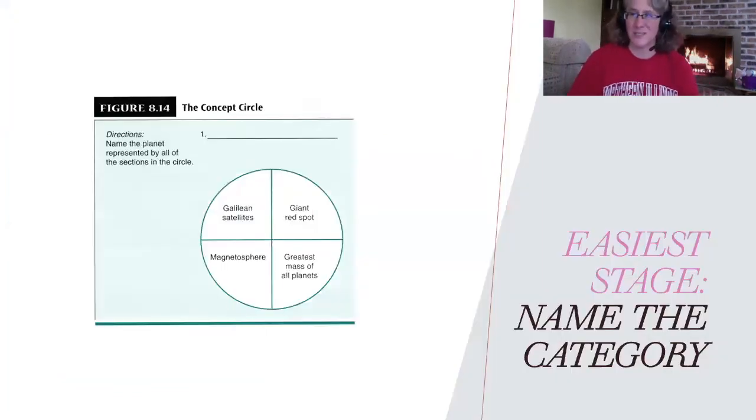There are three general stages or categories of concept circles. The first one is where all you're doing is naming the overarching category. In this case, we have a science concept of Galilean satellites, a giant red spot, magnetosphere, and the greatest mass of all planets. We would notice that all four of them relate to the planet Jupiter. So on line one, we would write Jupiter. That's the overarching category. All of these stages are going to highlight that, name the category.